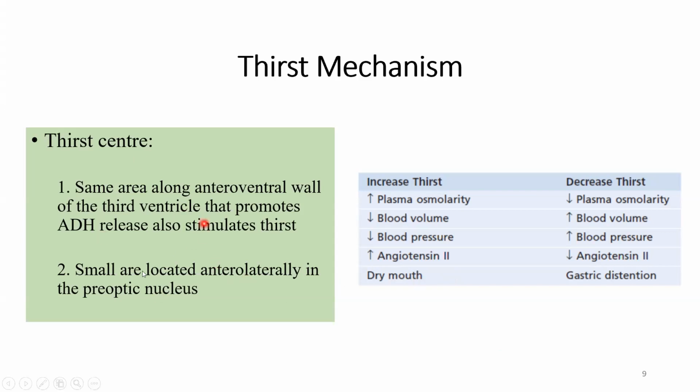So these are the two areas which are postulated to be thirst centers. Similar areas which release ADH are also postulated to pick up thirst. So when you become thirsty, these areas are the ones which make you feel that feeling of thirst. And of course they respond to all those major mechanisms which trigger ADH release. So this is a simpler topic. Just remember the ADH triggers also happen to be the triggers for thirst.